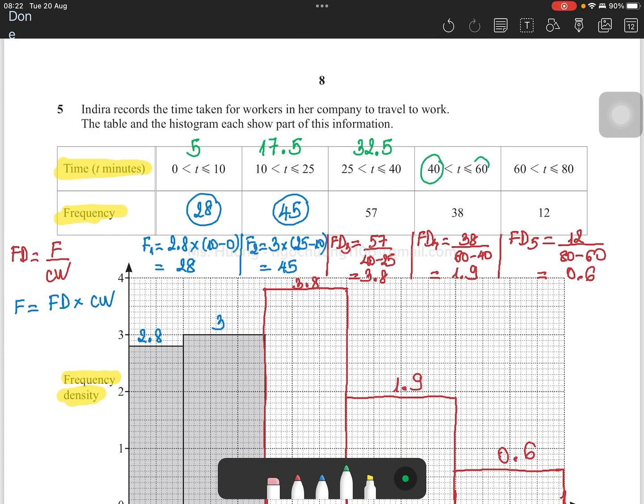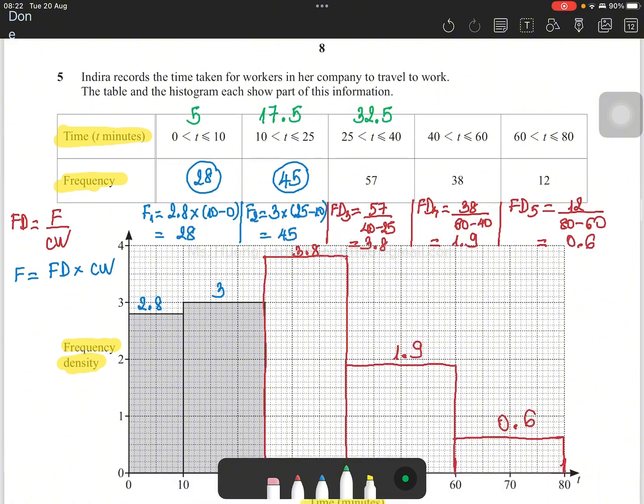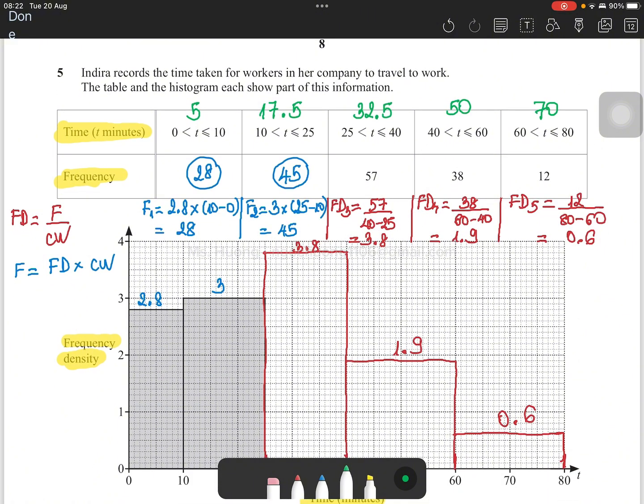The middle value of 40 and 60 is 50 because they add up to 100 and then we divide by 2, so it's 50. The middle value of 60 and 80 is 70 because 60 plus 80 is 140, and 140 divided by 2 is 70. Now we'll multiply the middle value by the frequency, which means 5 times 28, 17.5 times 45, 32.5 times 57, 50 times 38, and 70 times 12. We multiply these pairs together, and finally we add them up.